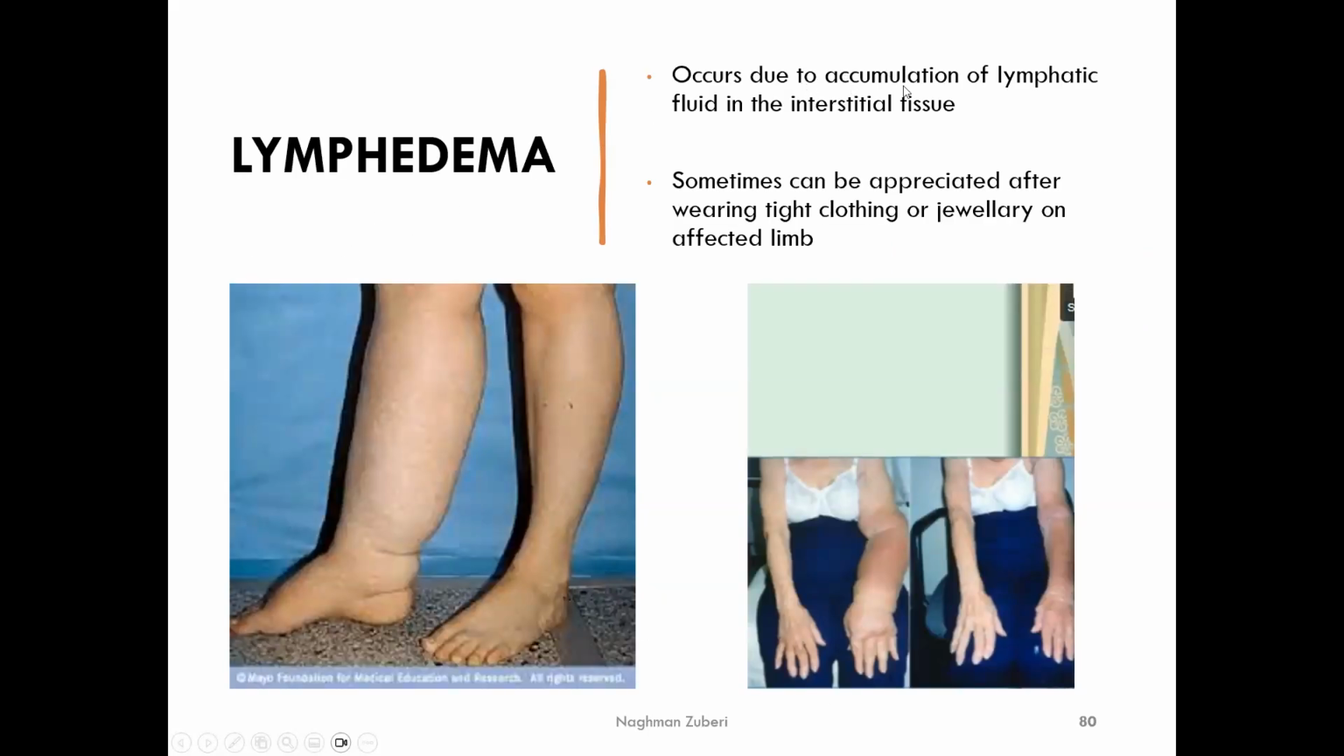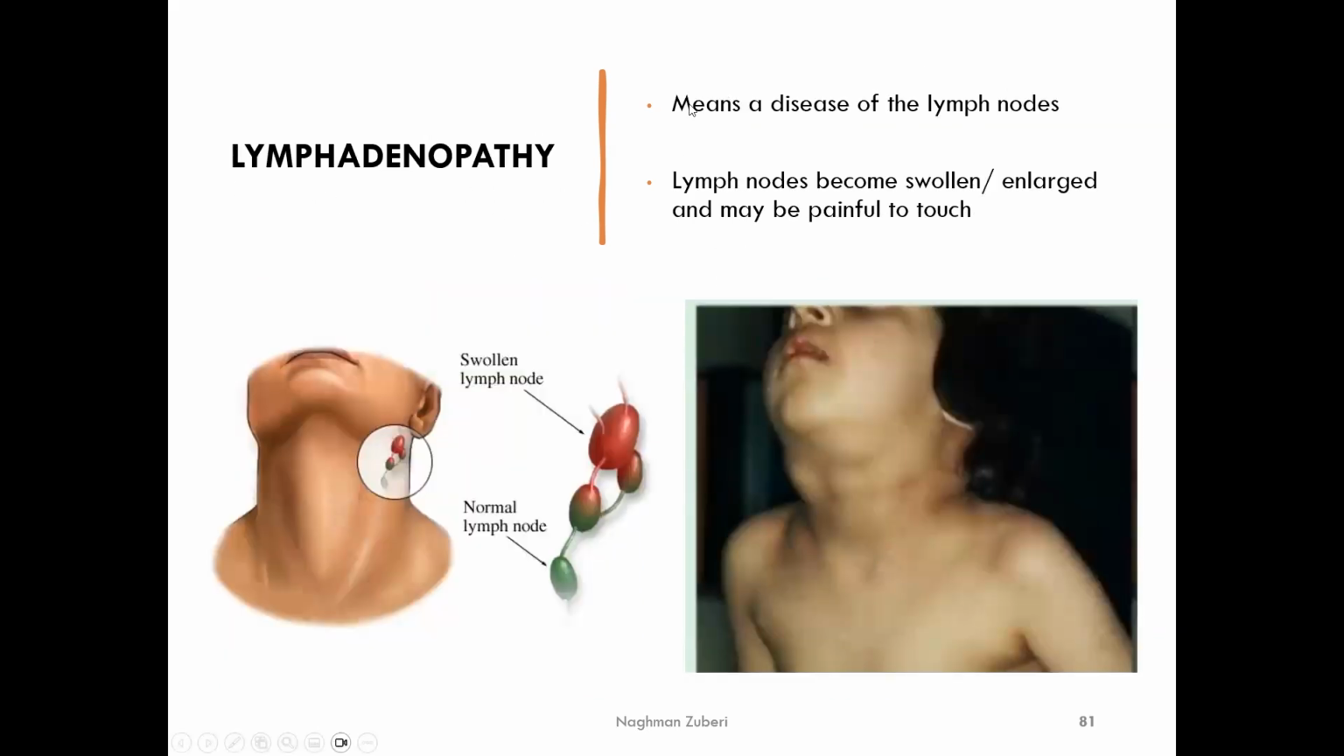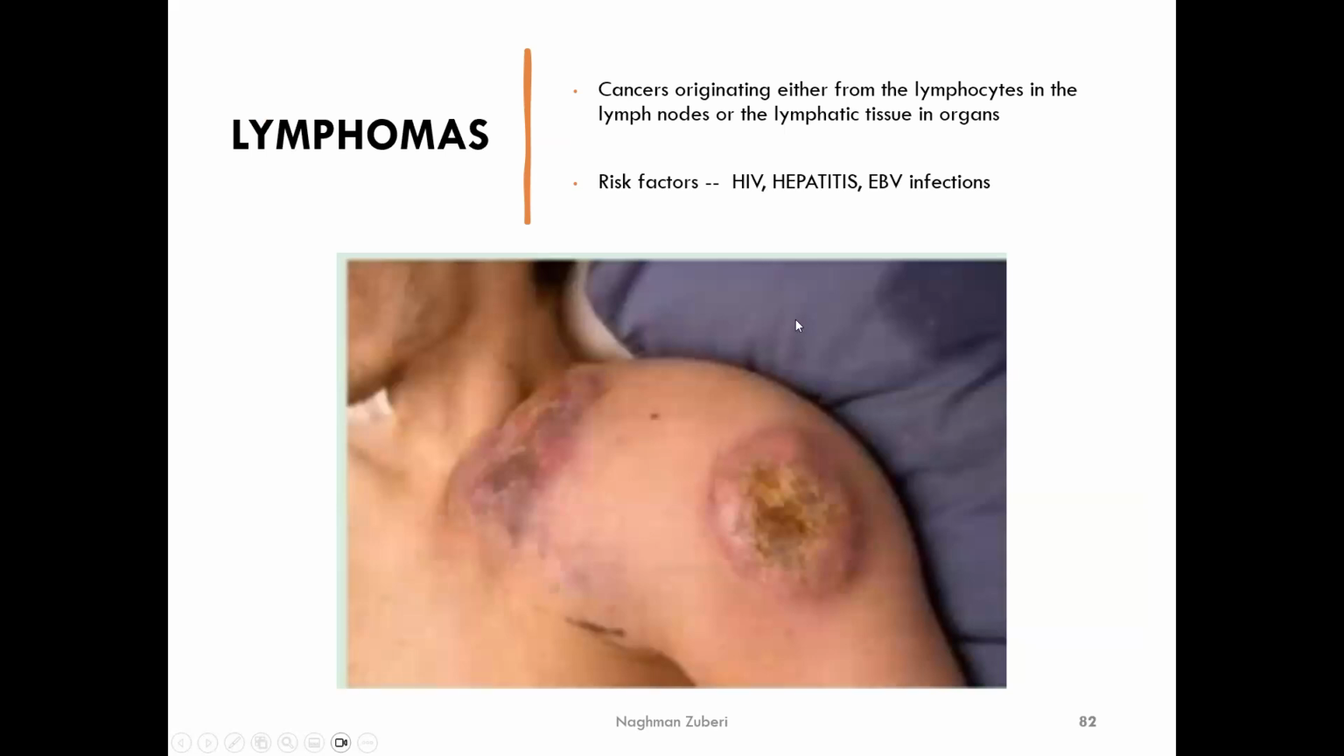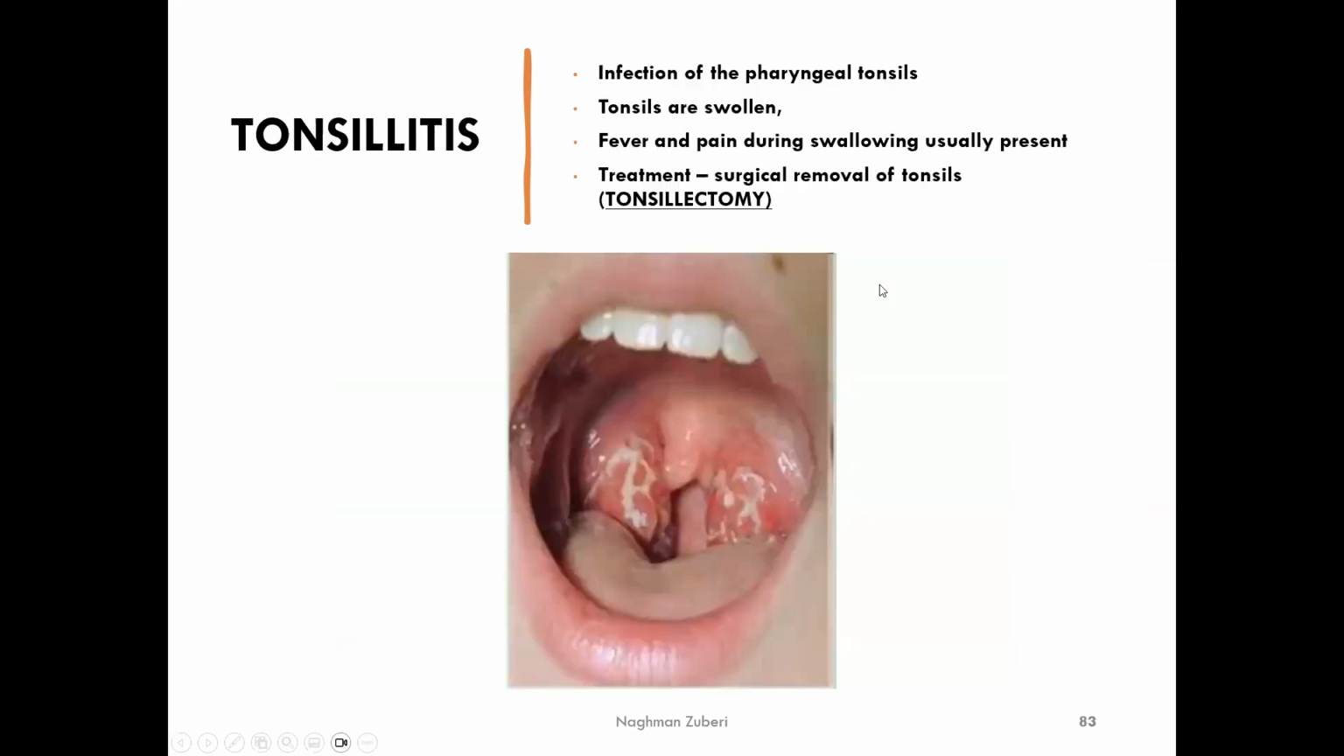Lymphedema occurs due to accumulation of lymphatic fluid in the interstitial tissue, sometimes appreciated after wearing tight clothing or jewelry on the affected limb. Lymphadenopathy means a disease of the lymph nodes. Lymph nodes become swollen, enlarged, and may be painful to touch. We have discussed in detail that regional lymphadenopathy and generalized lymphadenopathy are all reasons why it could occur. Lymphomas are cancers originating either from the lymphocytes in the lymph nodes or the lymphatic tissue in organs. Risk factors would be HIV, hepatitis, and Epstein-Barr virus infections.